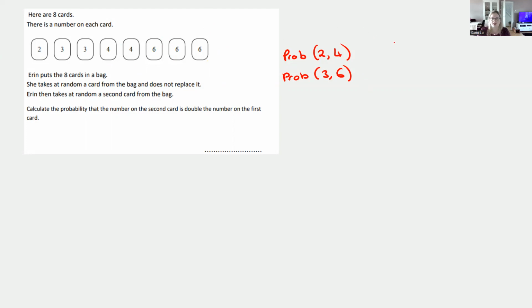So firstly, to grab a 2, it's going to be 1 over 8. Remember, the cards are now going to drop because there's 1 less. We've got 1 4, so it's going to be 2 over 7. Hmm, and then doing the same, there's 1 3, so 2 over 8. And then for 6, we've got 1 2 3, so 3 over 7. And then we just work those out. So 2 over 56 and 6 over 56, which gives us a total of 8 over 56.